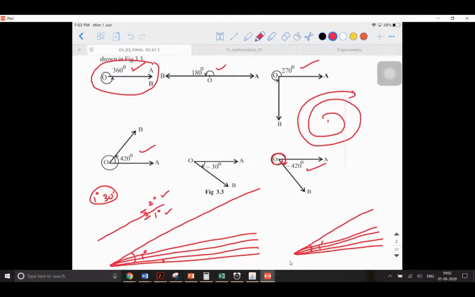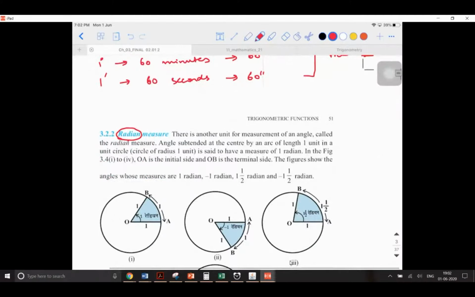Second, we understood the different angles, different directions in which these anti-clockwise and clockwise are called directions. So we understood what the different directions are in which angles can be measured. Any angle measured in anti-clockwise is positive, clockwise is going to be negative. And the third is we concentrated on what is a degree and what is a minute and what is a second. So these parts are over.